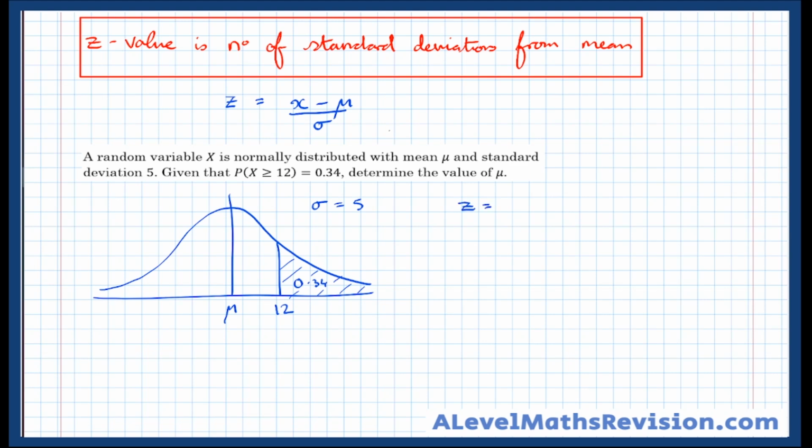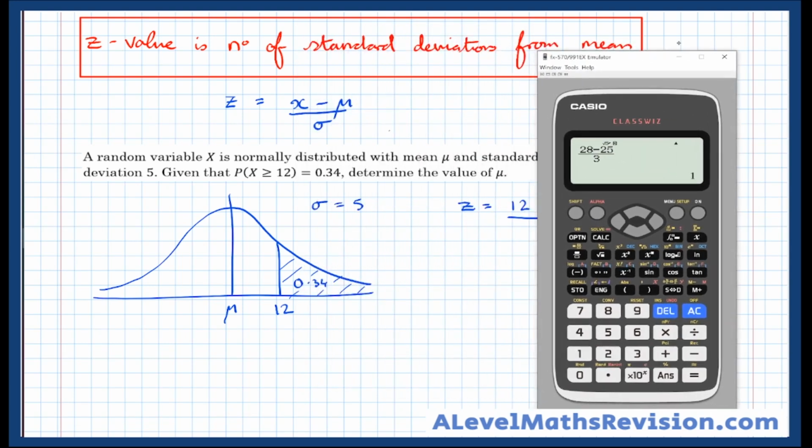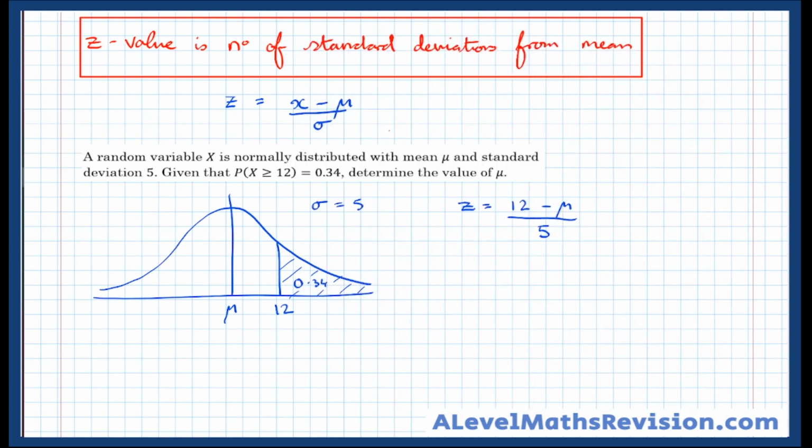So z equals, using the formula above, the boundary, take away the mean, over the standard deviation. So that's the easy part. And this is the part that can be initially difficult to get your head round. We're also going to calculate the z value using this probability here.